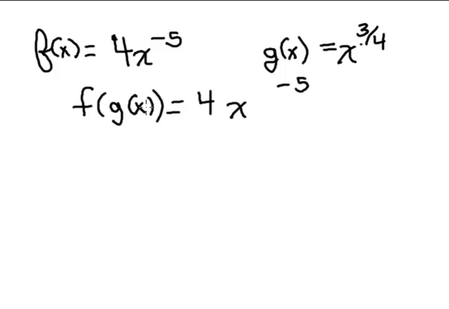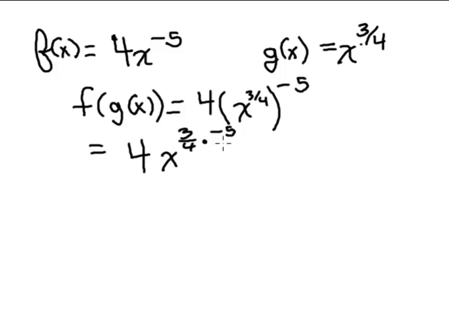Now, because this is f of g of x, I have to replace every x in here with g of x. So I'm going to erase my x and put in parentheses what g of x is. Now I have to remember how to simplify this. When you raise a power to a power, you multiply exponents. So this becomes x to the 3/4 times negative 5, which is negative 5 over 1. When you multiply fractions, you multiply the numerators, negative 15, and multiply the denominators, 4.